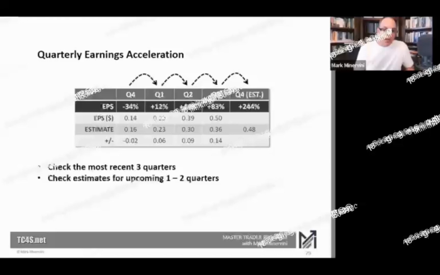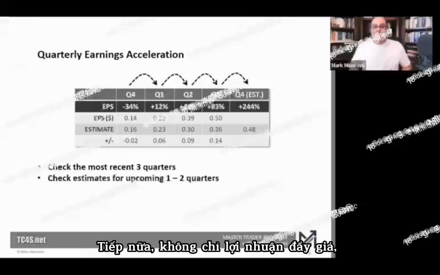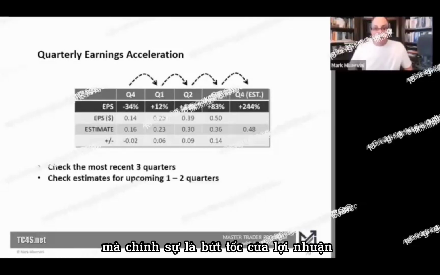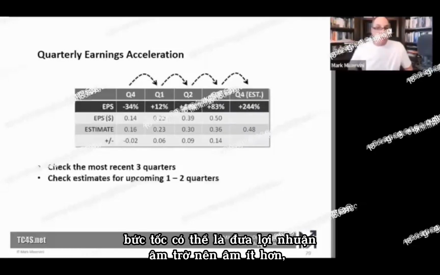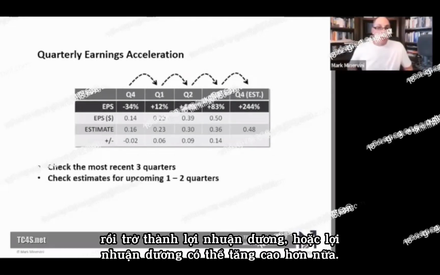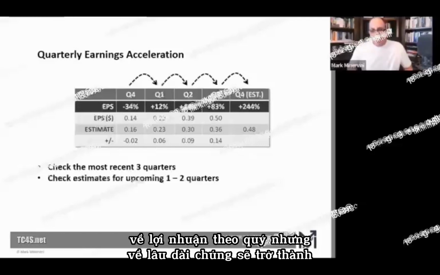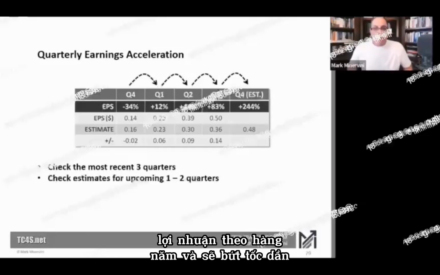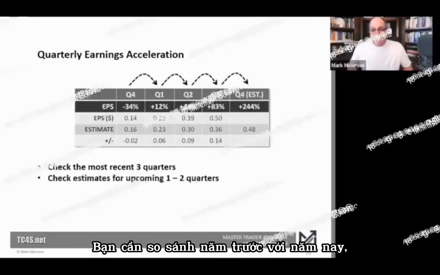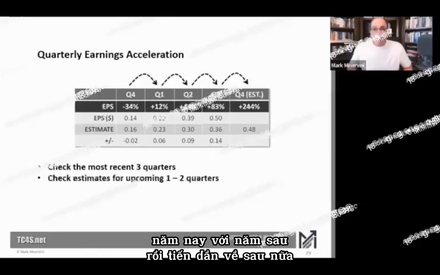Now, not only do big earnings fuel price, but acceleration. And an acceleration can be from negative earnings becoming less negative to becoming positive, or where positive earnings become more positive. And this is just a hypothetical example, but these would be quarterly earnings, your year over year results, and they're accelerating sequentially. So you would compare the previous year to the current year, and then sequentially moving forward.